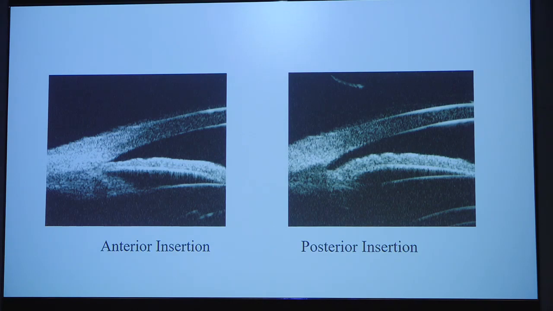Then the insertion of the iris in relation to the trabecular meshwork and the scleral spur. Here you can see the thickness of the iris is the same, but this is an anterior insertion closing the angle, whereas here it is angulating posteriorly and inserting posteriorly. So again you can see the difference in the angle recess in both conditions.